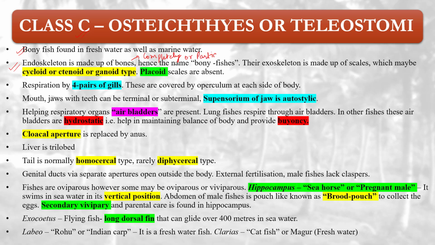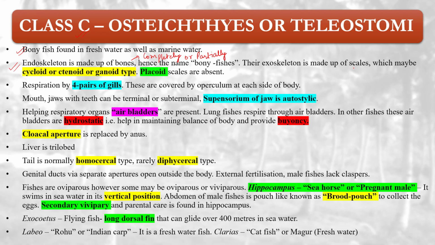When I say completely or partially, it simply means that the primitive bony fishes have an endoskeleton made up of bone, but there are some places where bone is absent. And when I say completely, it means the fishes have the whole endoskeleton made up of bones. Now coming to the next, their exoskeleton is made up of scales.